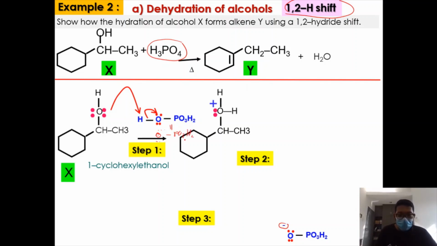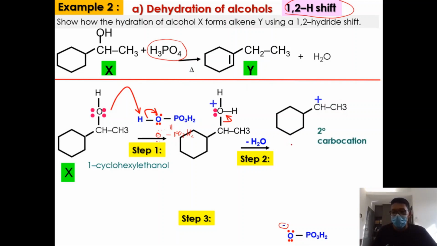So we're going to bring it again at step number 3. Okay. So for step number 2, we're going to break the bond and remove water, which is H2O, and this is going to produce a secondary carbocation, which is not stable.